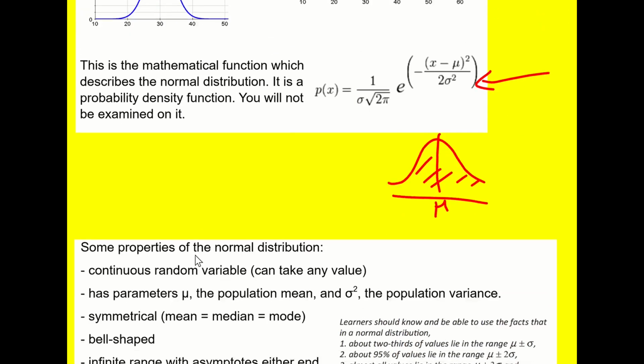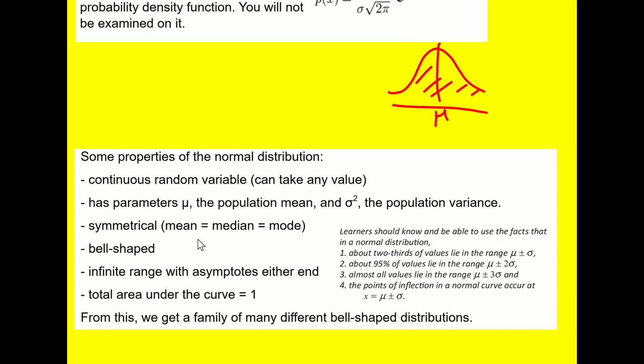Brilliant. Okay, some properties. I've already talked about some of these, and actually we've proven a lot of them, but I think it's good to have it in one place. So this is a continuous random variable. It can take any value, as opposed to, say, the binomial distribution.